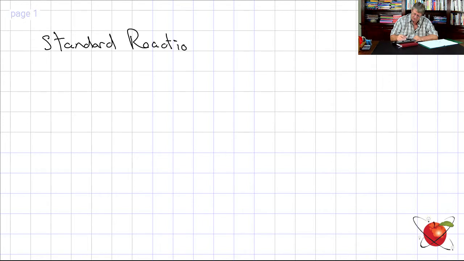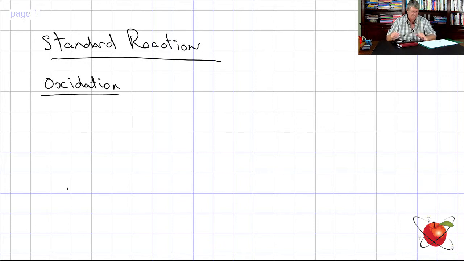Okay, what are they first of all? Well, the first one we're going to look at is oxidation. Oxidation is the addition of an oxygen to something. Now, I'm going to take an alcohol and add oxygen to it.